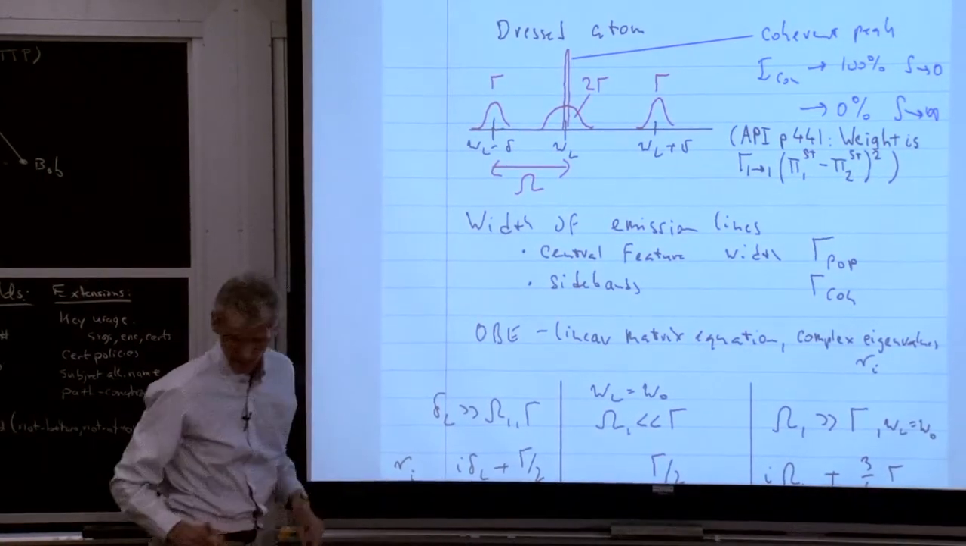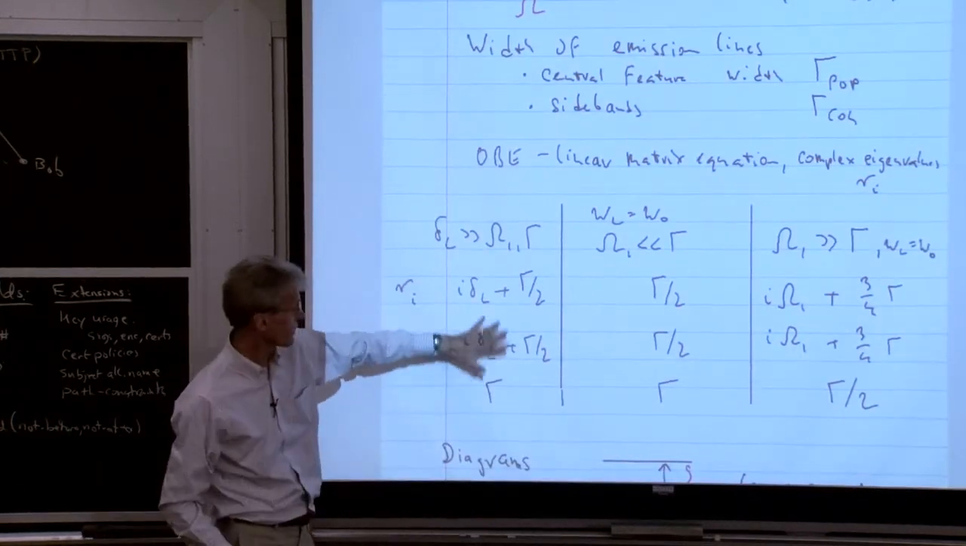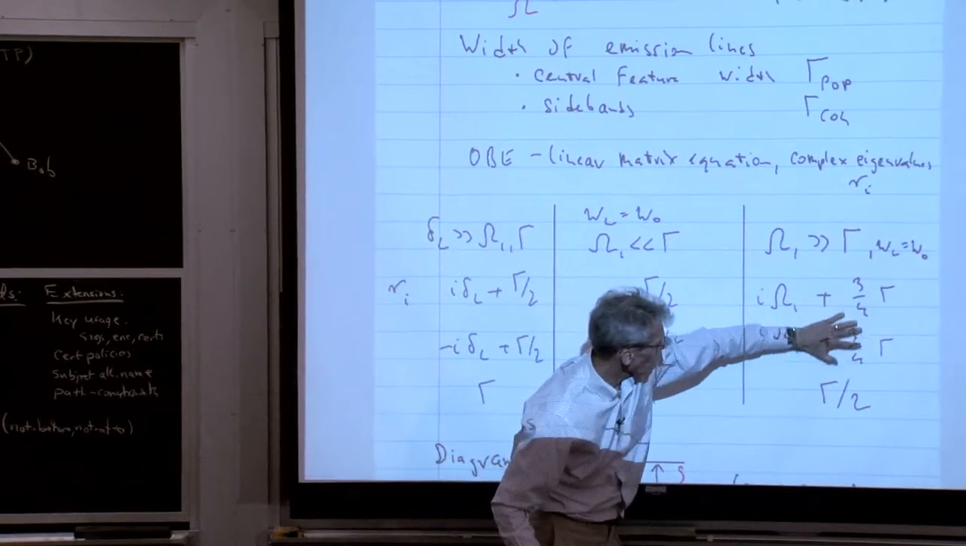So we had before with the optical Bloch equations, I showed you different cases. We had a 3/4 gamma.